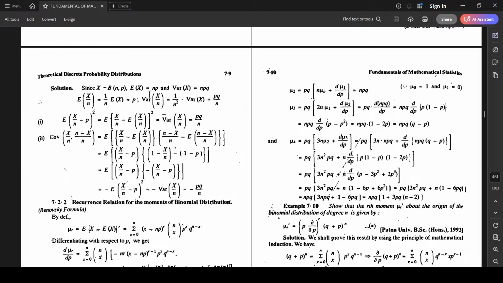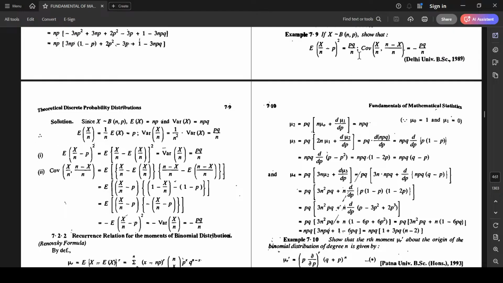Since this is given, E(X), that is the mean, is np, and the variance will be npq. If you replace this, it will be E(X by n) equals 1 by n, E of X. You divide by n on both sides, and this will become p. And the variance will be V(X by n) equals 1 by n square into variance of X, which is equal to pq by n. The n will be cancelled out, and this will be pq by n because we are dividing by n square.